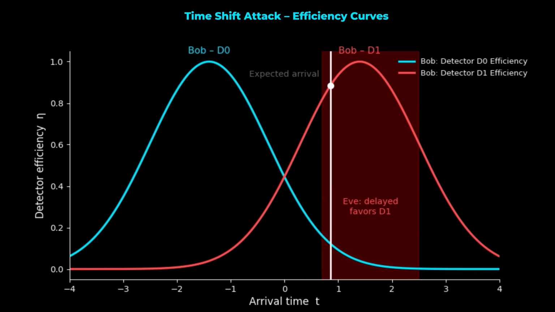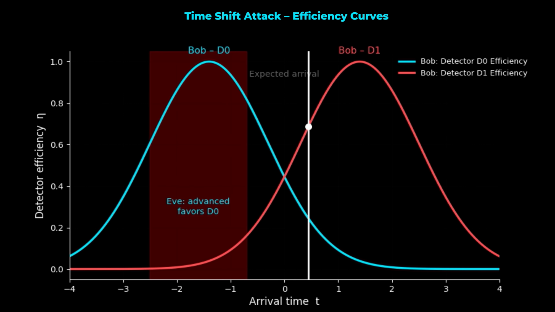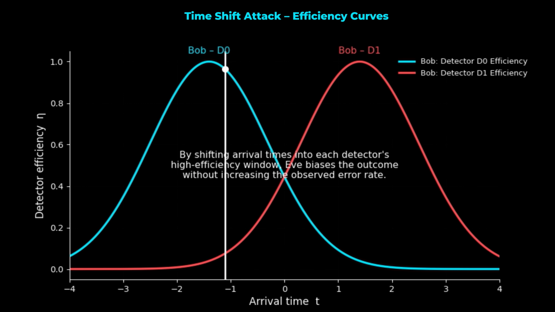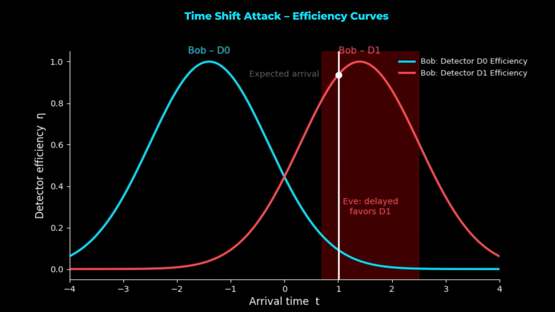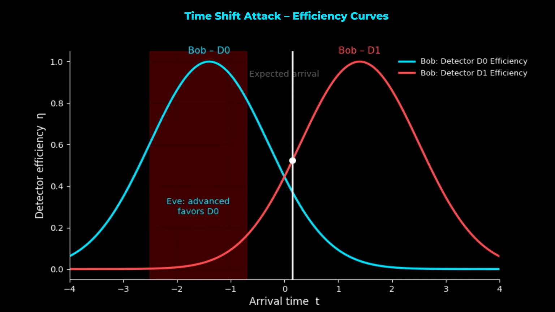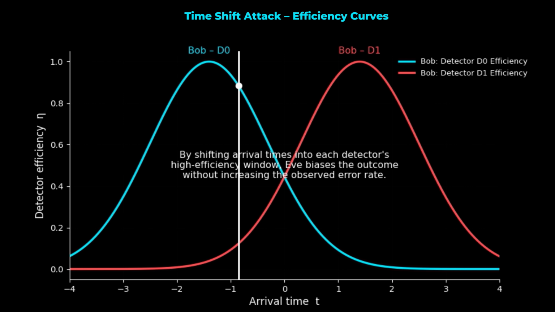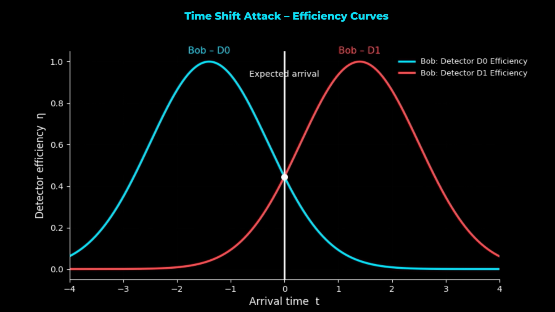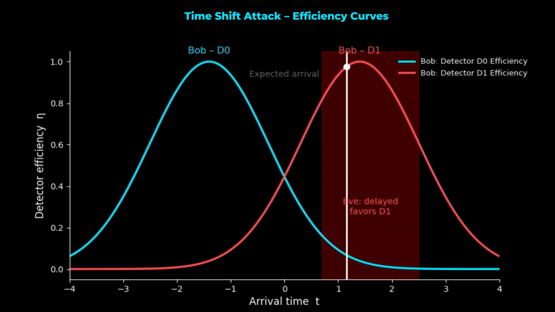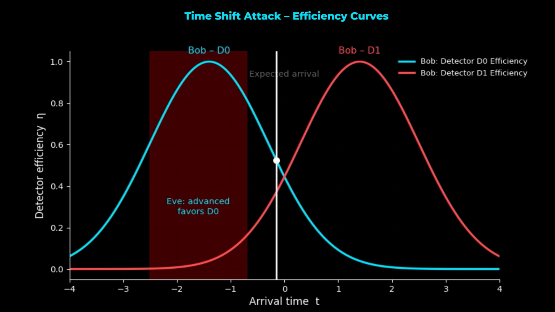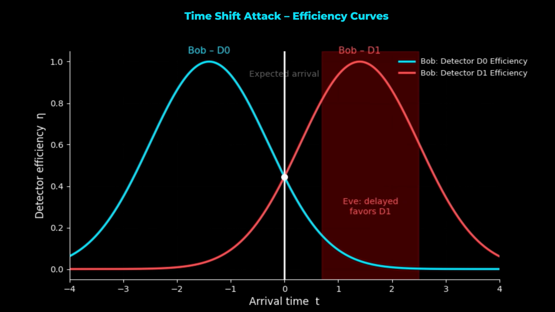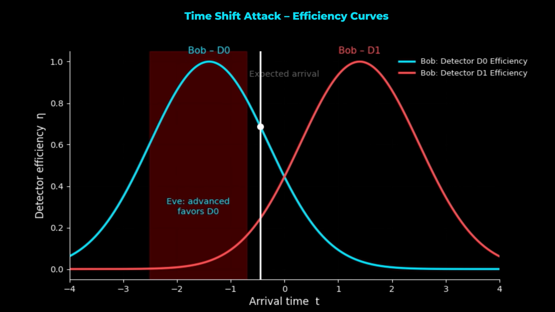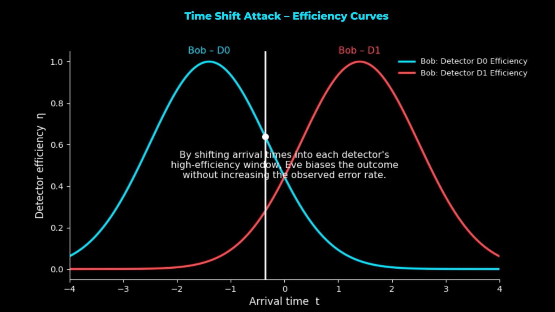Eve doesn't change the photon. She only changes when it arrives. And that alone determines which detector fires. Now notice that this attack does not raise alarms. At the bottom, notice how the red curve is practically glued to zero efficiency in this advanced region. That means when Eve shifts the photon early, Bob will almost never observe a D1 click, even when Alice encoded a state that should have caused one.